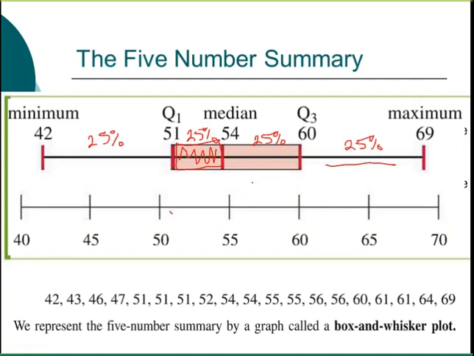So it's all based off of your 5-number summary. You're just plotting the minimum, the first quartile, the median, the third quartile, and then finally your maximum to get the box plot. Okay, and that's it for this section.